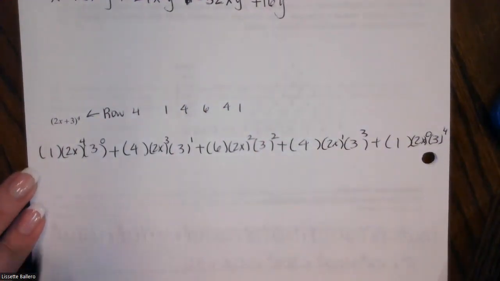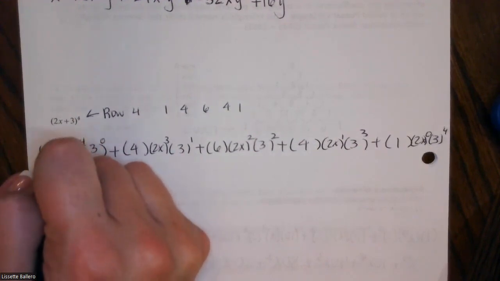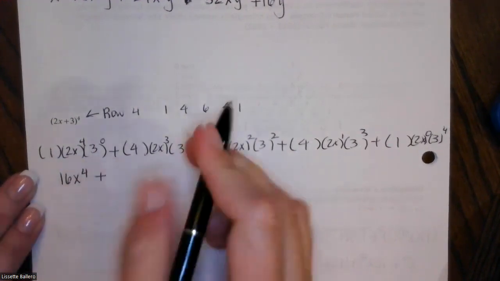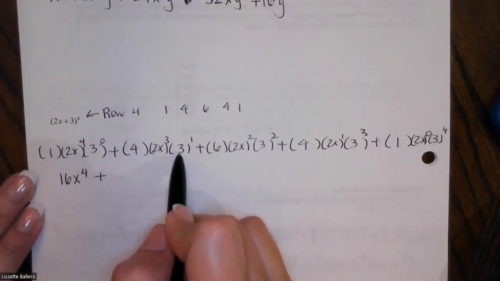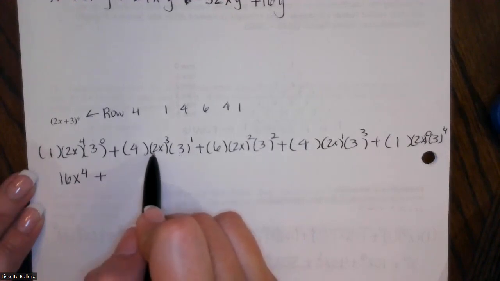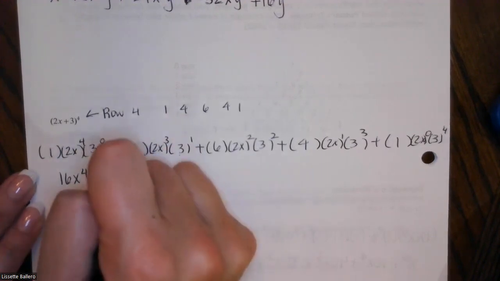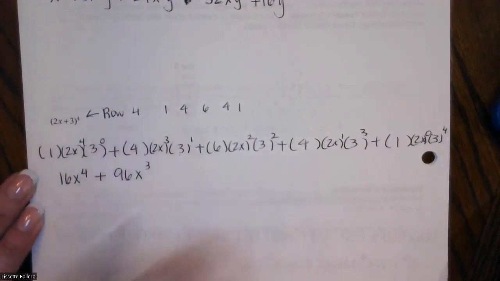Now we're ready to simplify. This first one's going to be the easiest. 2 to the fourth power gives us 16 times x to the fourth power. For the second one, we've got 3 to the first power, so that's going to be 3. 2 to the third power, which is 8. So 3 times 8 is 24, times 4 is 96. And then we have an x cubed there.